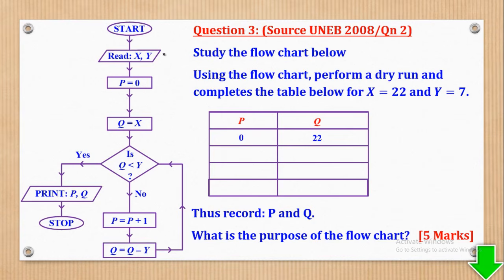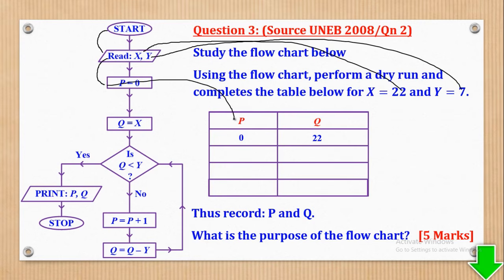So we shall start with completing this table. From the start we go to read x and y. So x is 22, y is 7. Then from there it takes you to p equal to 0, which has already been given in the question. Then from this we go to where q becomes x. So q becoming x is 22, therefore q will become 22. That is why you see 22 there. So from here up to here it has been given. Now we are going to start from this onwards.